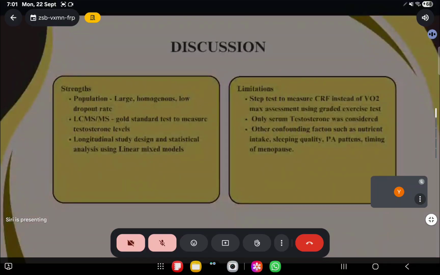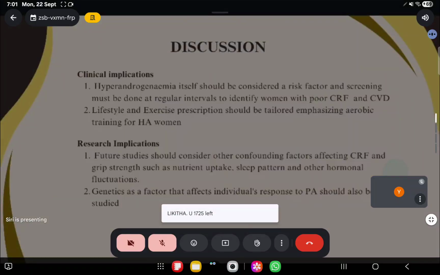Only serum testosterone levels, which is the main androgen in the body, was considered. However, other androgens such as DHEA are also physiologically important. Other confounding factors such as nutrient intake, sleeping quality, physical activity patterns and timing of menopause were not considered by the study. This gives us the clinical implications of the study and the research implications.